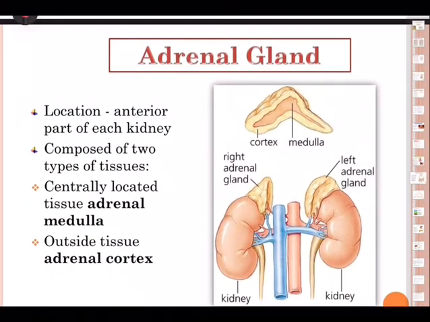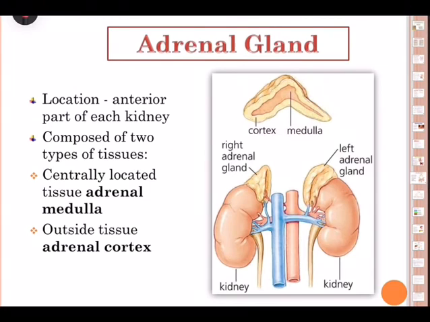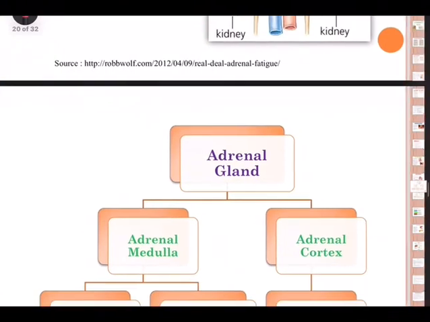And now we move on to the next, from the chest cavity down to the abdominal cavity, the adrenal glands. In the abdominal region you have a pair of kidneys, left and right, and on top of the kidneys you can see the presence of the adrenal gland, left adrenal and right adrenal. Each adrenal has two areas, the adrenal cortex and adrenal medulla, outer cortex and inner medulla. Location: anterior part of each kidney. It's composed of two types of tissues. Centrally located tissue is the adrenal medulla, inner medulla. Outside is the adrenal cortex. So the adrenal glands are present just on top of the kidneys.